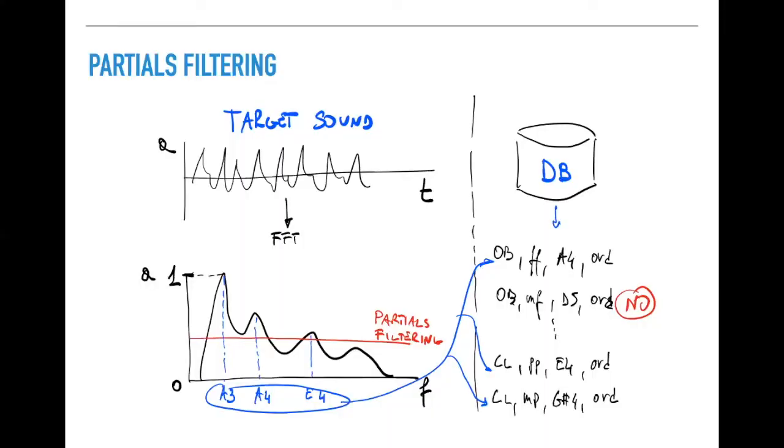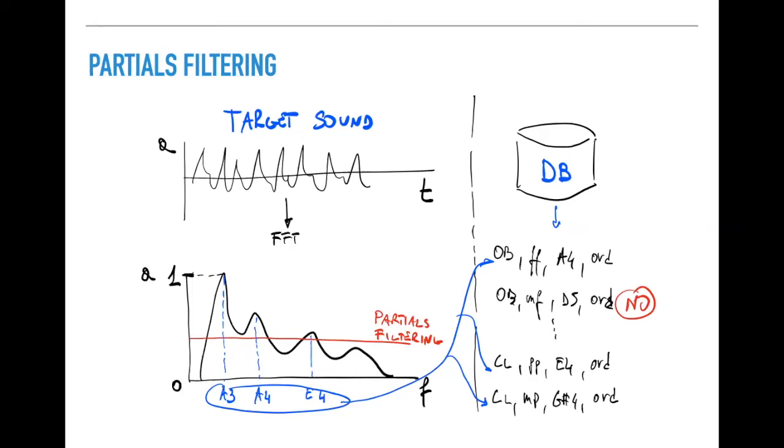So what is partial filtering? Basically, when you have a target sound, the first step we do in the orchestration is we analyze the target sound using the FFT, and we compute the spectral envelope of this sound. You see here, for example, that there are peaks in the spectral envelope that correspond to specific notes, in this case A3, A4, E4, and so on.